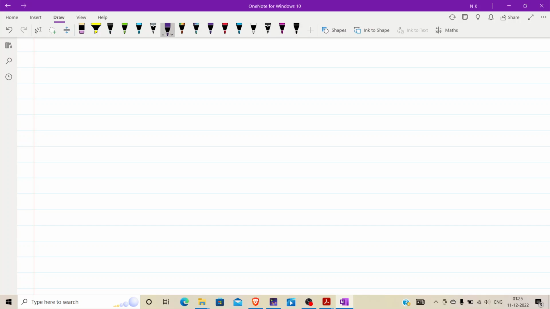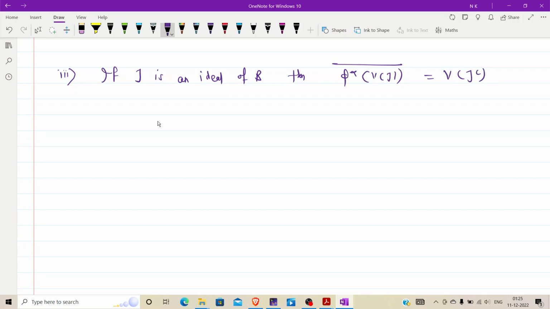Okay, now let's go to the third part of this theorem. So if J is an ideal of P, then the closure of phi star of V of J is equal to V of J contraction. So the proof is quite simple. Okay, so let's go to the proof.